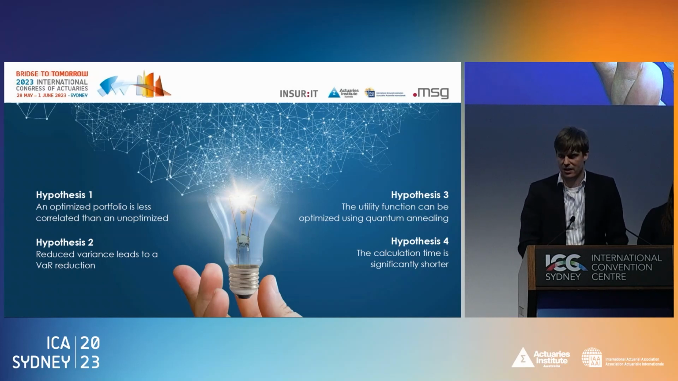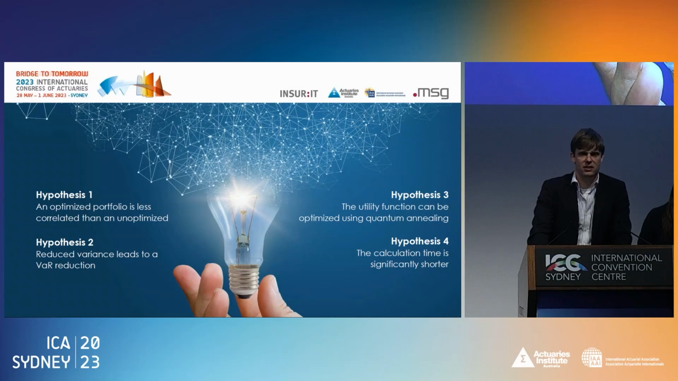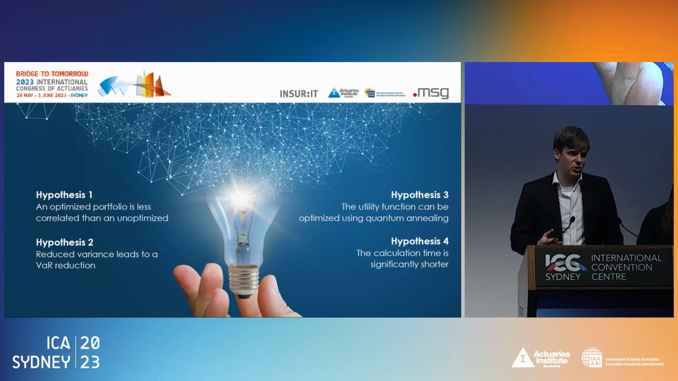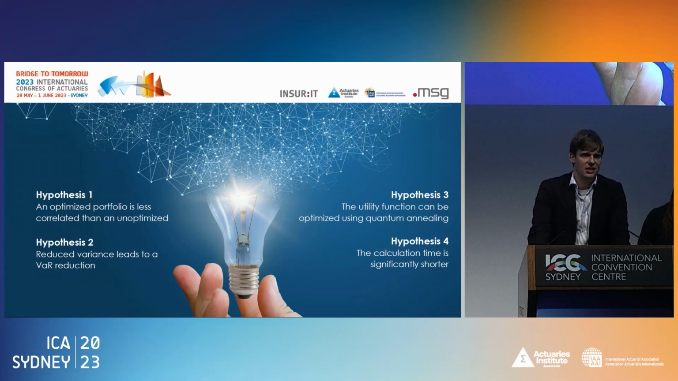The third one is we will define a utility function combining the risk we're seeing for the whole portfolio, or the value at risk, and the life cycle value of our risks. If we optimize this portfolio, we would optimize the utility function for the whole portfolio. And hypothesis 4, more technical: using quantum annealing should be significantly faster than calculating brute force in the classical way.